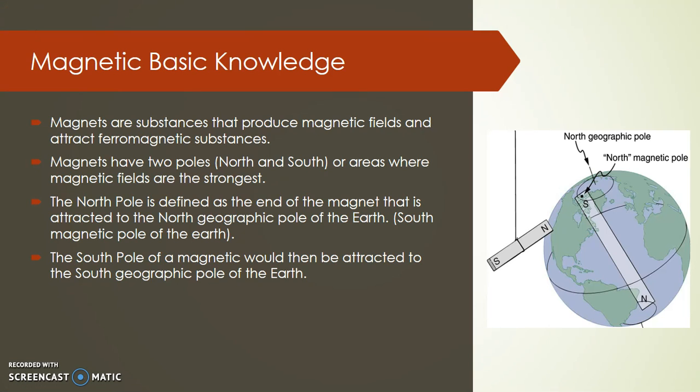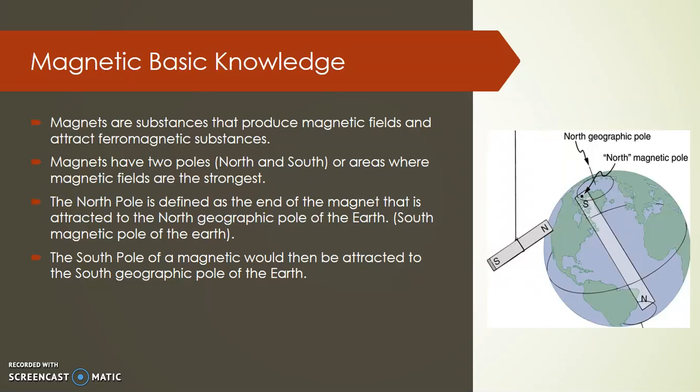Magnets are substances that produce magnetic fields and are attracted to ferromagnetic substances. Iron is an example of a magnetic substance. Magnets have two poles, north and south, or areas where magnetic fields are the strongest.